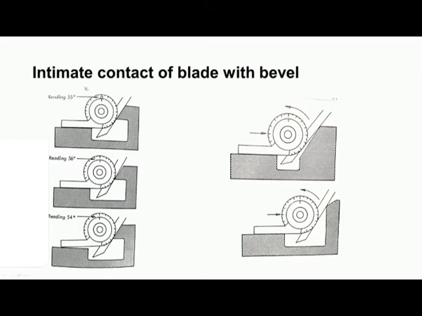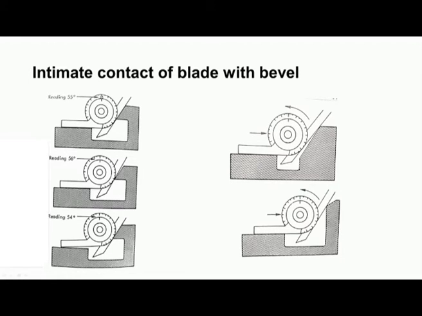Now, another important thing when we use a protractor is that there should be intimate contact between the blade and the beveled surfaces. You can see here this is the sliding blade and this is the blade which is fixed to the body. The surface of the fixed blade and the sliding blade should contact the surface of the workpiece intimately, then only the proper reading can be taken.